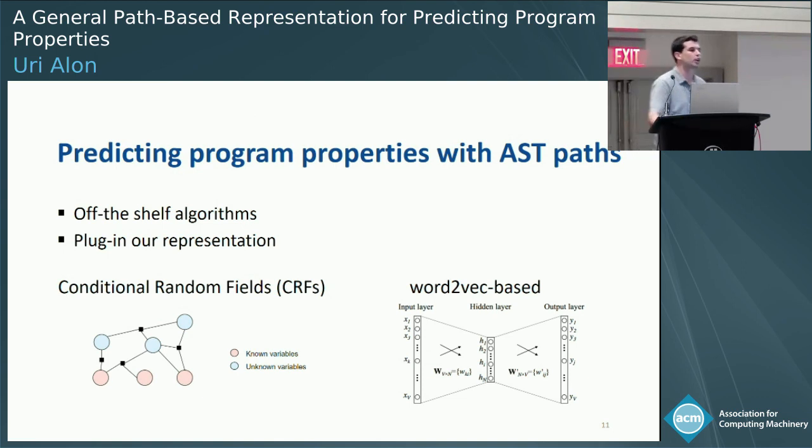Basically, this representation can work with multiple learning algorithms. Thus, we wanted to take off-the-shelf algorithms, plug in our AST path representation, and see how the results change when the model is trained with different representations of the same input. Specifically, we experimented with conditional random fields, CRFs, and a variant of word2vec. I will explain in brief about each of them.